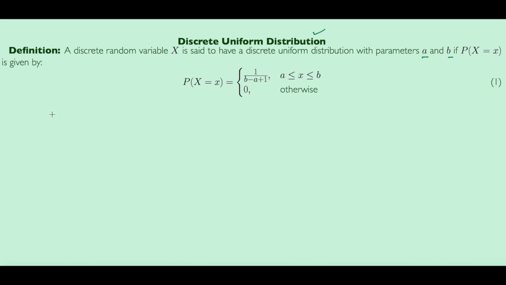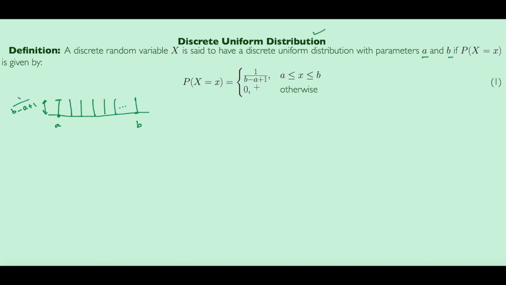So how does it look? For example, if this is my a and this is my b, typically they both are integers, so we can have the same number here, right? And this height is the reciprocal of b minus a plus 1.